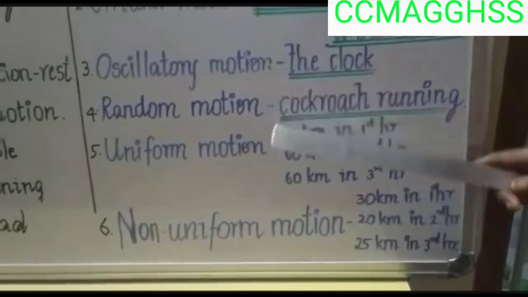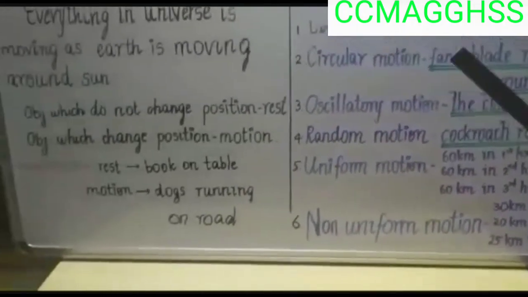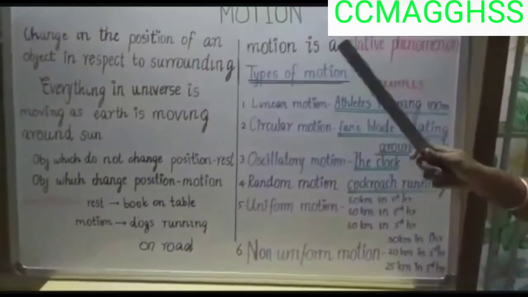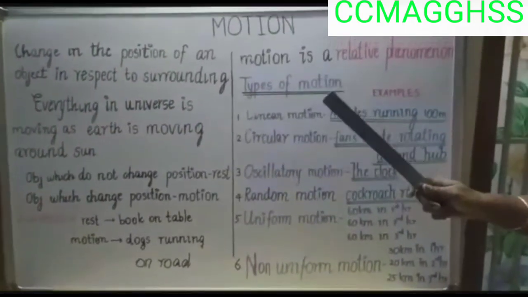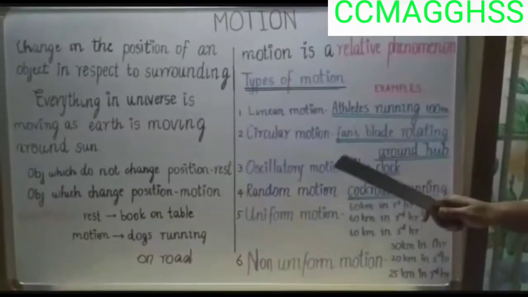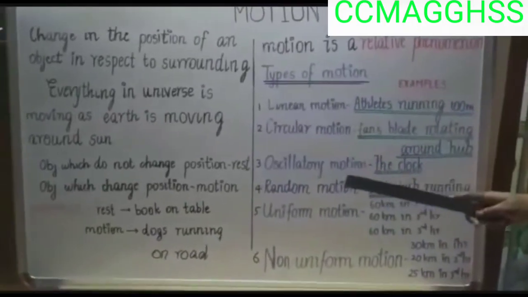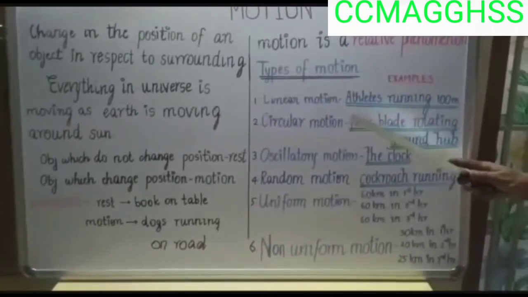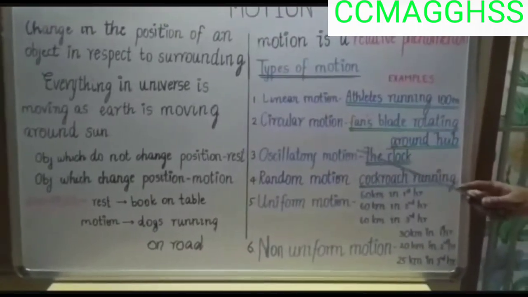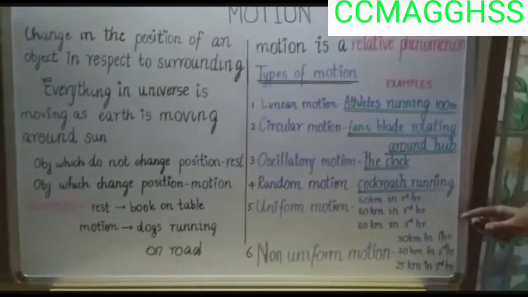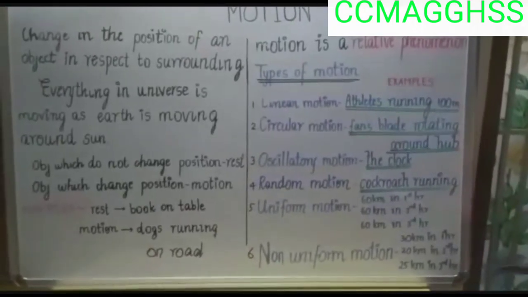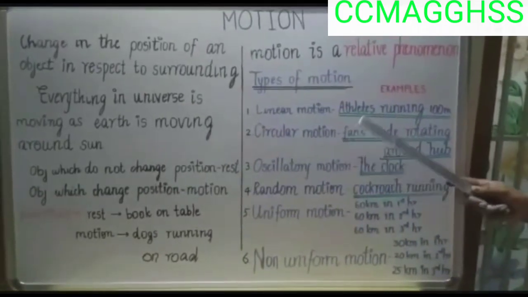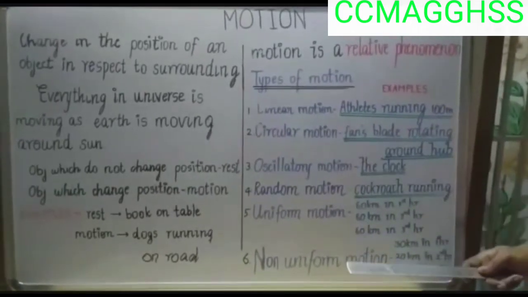I think now you are very clear about what is motion. Motion is nothing but the change in the position of an object with respect to its surroundings. And you now also understand the 6 different types of motion: linear motion, circular motion, oscillatory motion, random motion, uniform motion, and non-uniform motion. I think you will be very clear with all these concepts. These are all what we see in our day-to-day life.